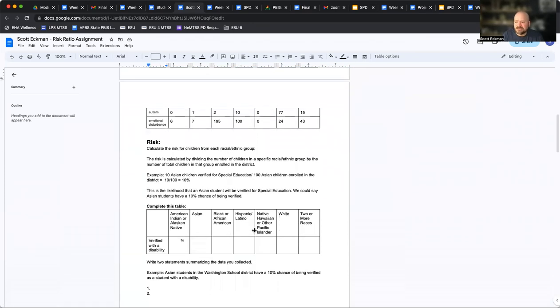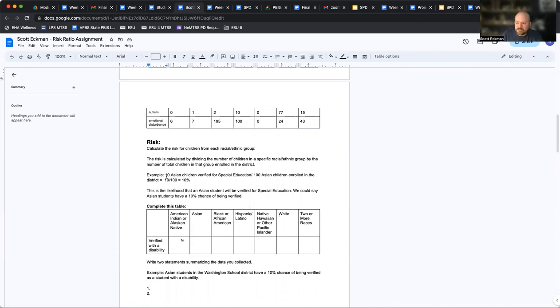First thing we're going to calculate is the risk. So how likely is it that a student from a specific racial ethnicity group will be verified for special education services? We do this by dividing the number of children in a specific racial ethnicity group who are verified by the total number of children in that specific group enrolled in the district.